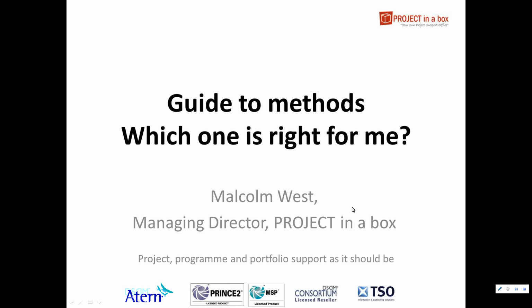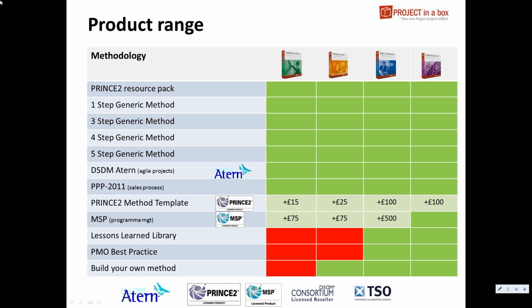In this session we're going to be having a look through the methodologies that are supported by the Project in a Box products. So this slide just lays out which methods there are and which products support them. Down the left hand side we have the different methods, and across the top we have the different products: Community Edition, completely free, unlimited use; Personal Edition, £99, which allows you to customise the methods, so here we have the build your own methods option switched on.